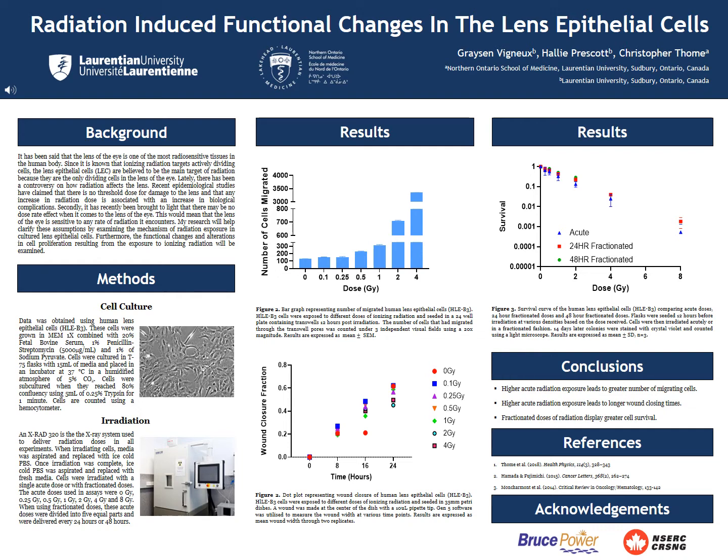There has been a controversy on how radiation affects the lens. It has been claimed in recent studies that there is no threshold dose for damage to the lens and that any increase in radiation dose is associated with an increased biological complication. Secondly, it has been recently brought to light that there may be no dose rate effect when it comes to the lens of the eye.